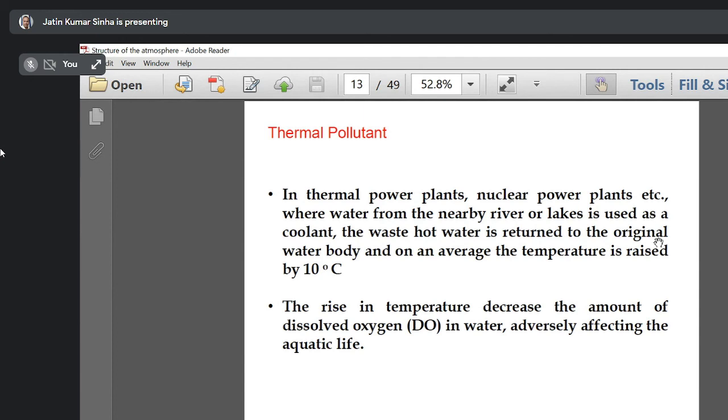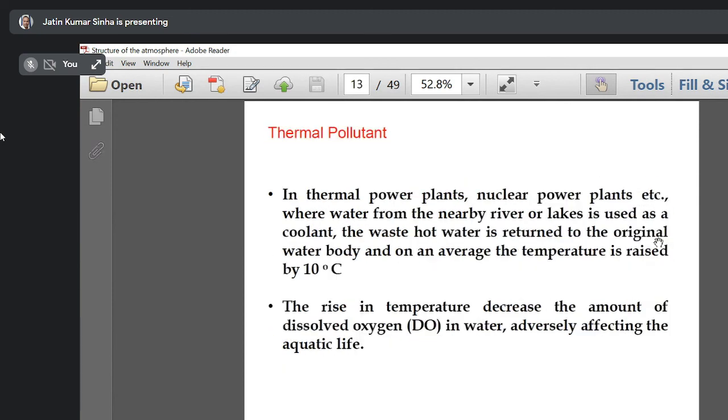Normally, what we see is that this leads to almost a 10-degree rise in temperature. A 10-degree rise is a very high rise in water, and that ultimately decreases the dissolved oxygen and also leads to different types of problems for aquatic animals as well as plants. But this is very much limited to those areas where we have nuclear power plants or thermal power plants.